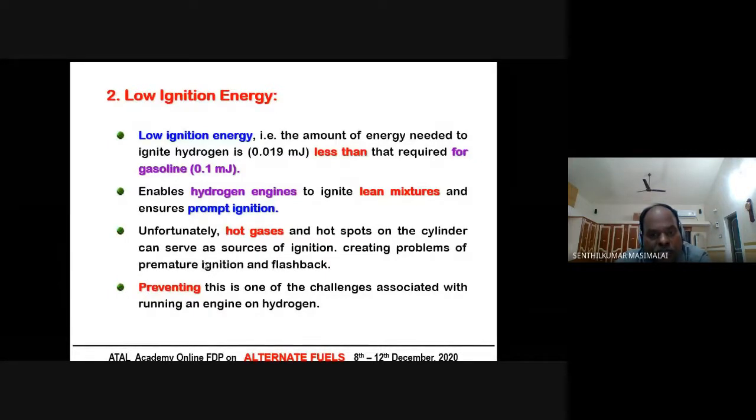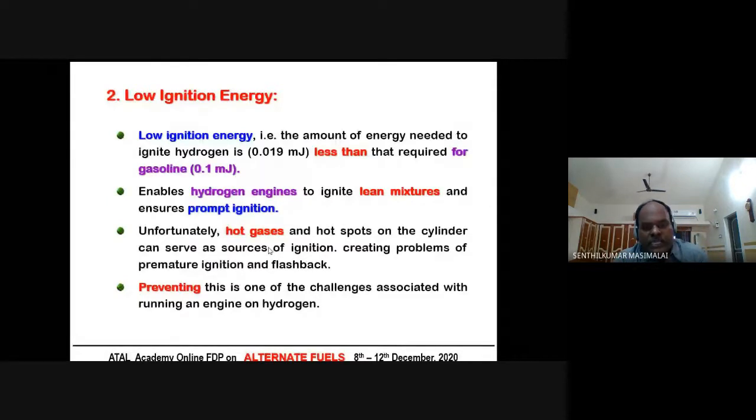Pre-ignition, you are aware of pre-ignition. In our spark ignition engine, the combustion will take place at the end of compression. During suction, air-fuel mixture will be admitted. During compression, air-fuel mixture will be compressed. At the end of compression only, you will have spark produced. After the spark, you will have combustion.